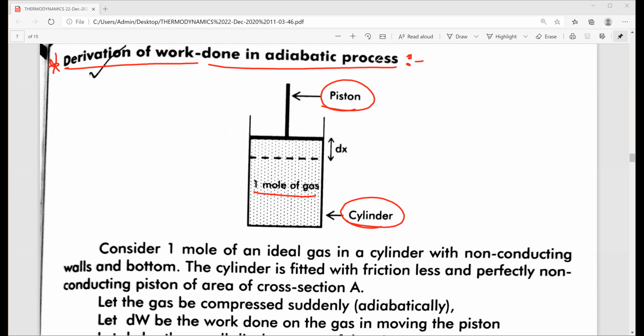In order to derive the expression for work done in case of adiabatic process, we are considering the cylinder which is fitted with a piston. In that we are considering 1 mole of an ideal gas in a cylinder with non-conducting wall and bottom. The cylinder is fitted with a frictionless and perfectly non-conducting piston of cross-sectional area A. So let the gas be compressed suddenly, that is adiabatically. dW is the work done on the gas by the moving piston.